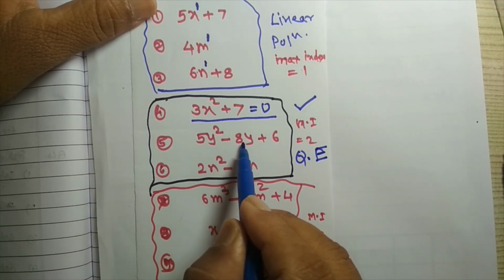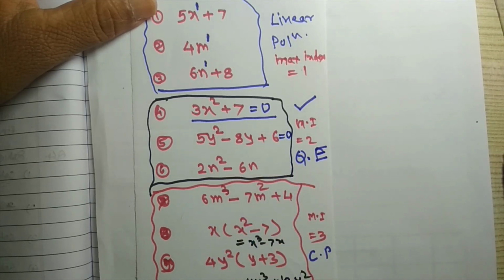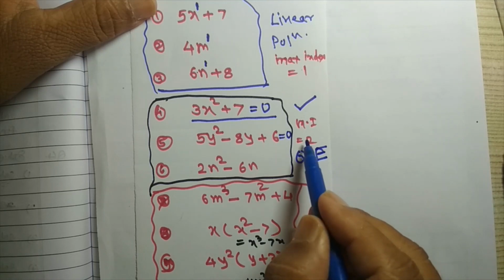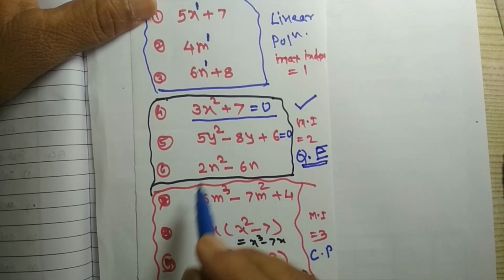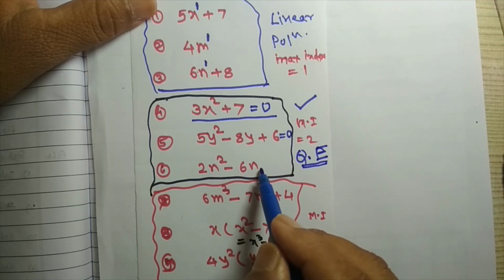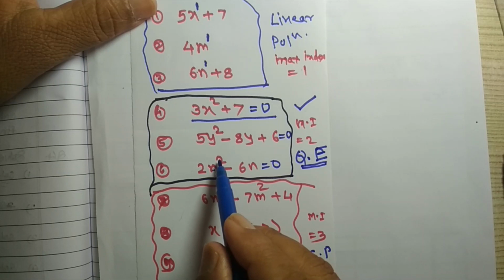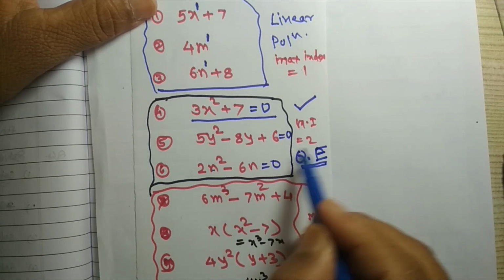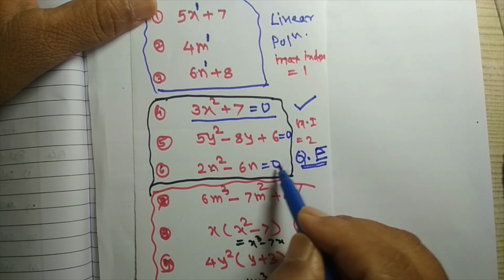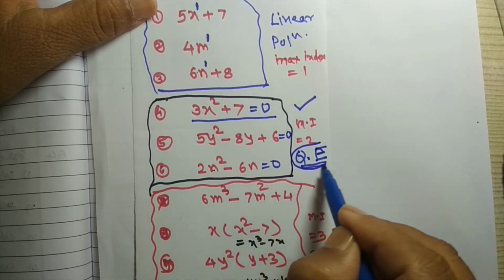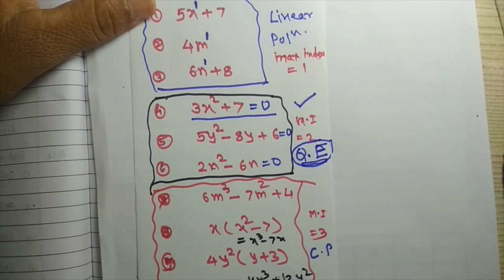5y square minus 8y plus 6 is equal to 0. When we write there the equality sign, therefore that quadratic polynomial is a quadratic equation. 2n square minus 6n is equal to 0, because the maximum index will be 2. Therefore, this quadratic polynomial is said to be a quadratic equation. Means today we have to see the quadratic equations.